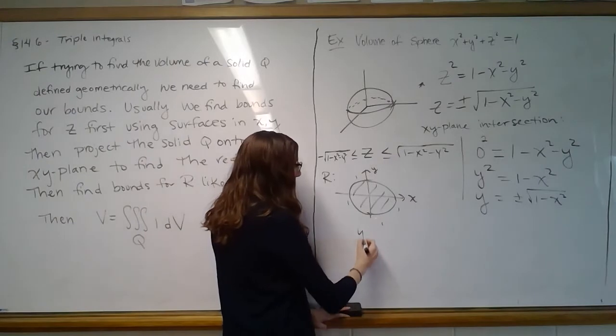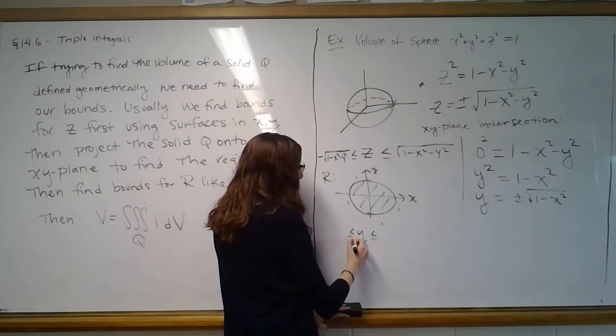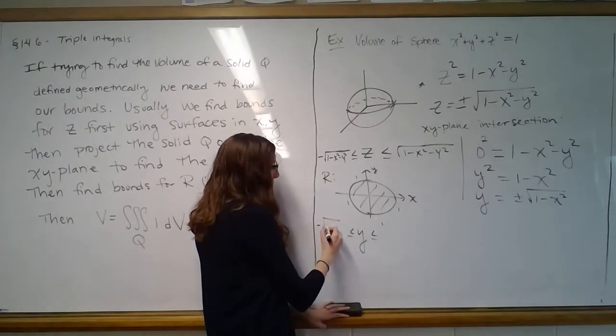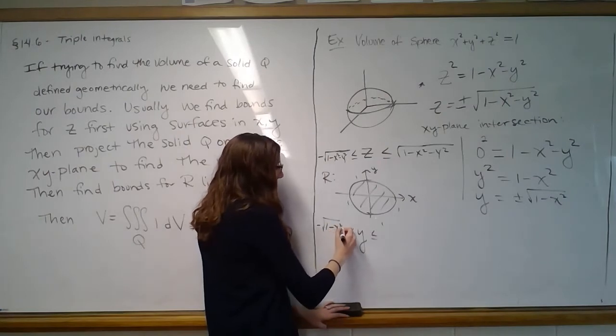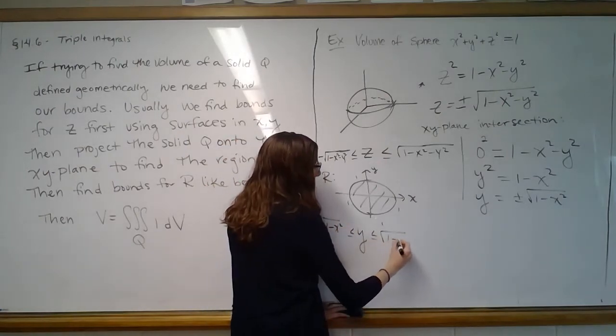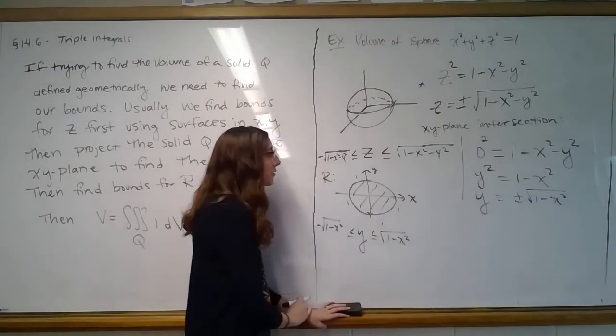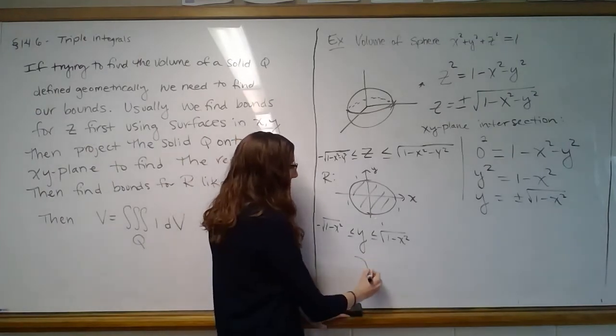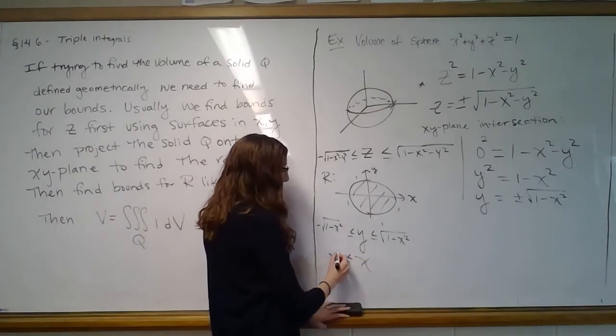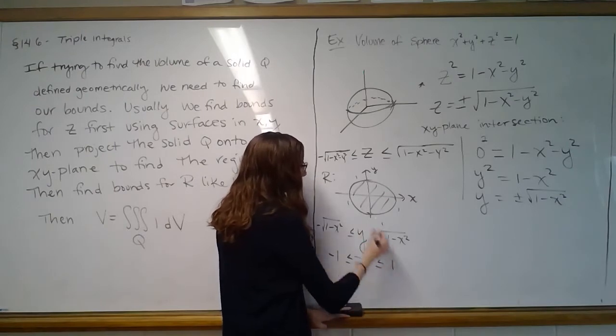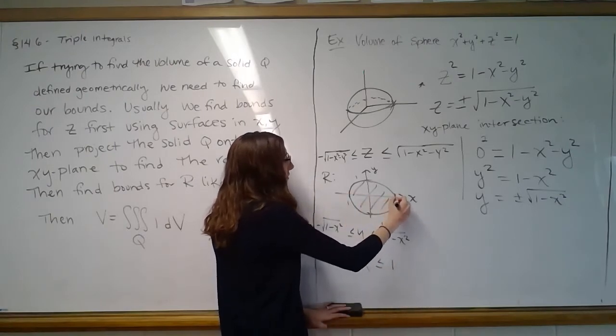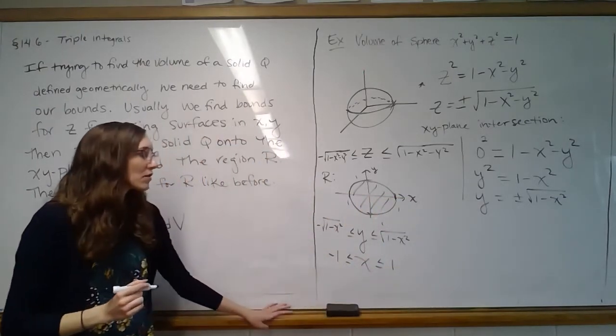So we've got y goes from negative square root of 1 minus x squared to positive square root of 1 minus x squared. And then we can see that the numeric bounds for x are going to go from -1 to +1. We go from here over to here when we're looking at those curves.